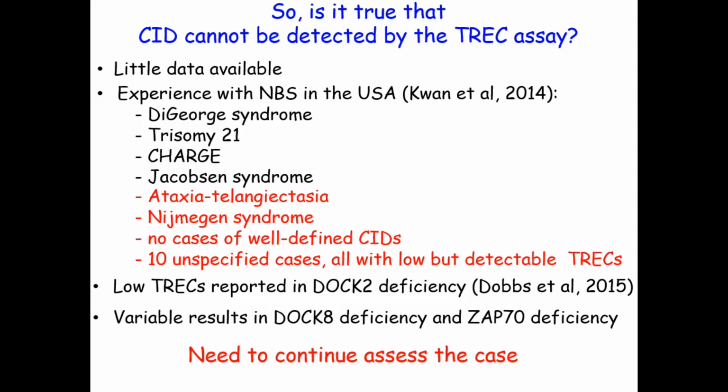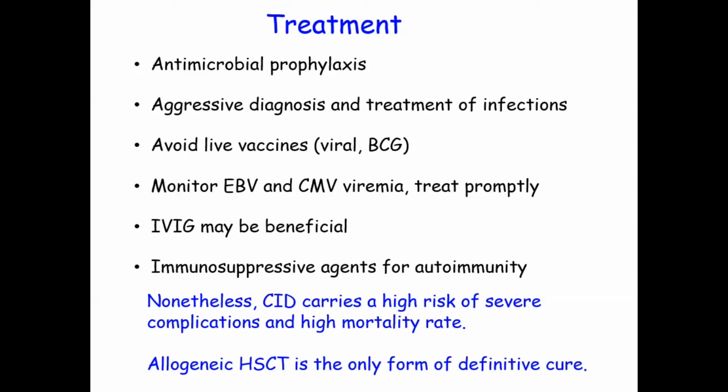It's clearly not as easy as with SCID, and most likely we will not be able to detect the majority of the cases with combined immunodeficiency. Whether we can detect some remains an open question. Now, how do we treat these patients? Well, of course, they are prone to infections, and so you need to intervene by proposing antimicrobial prophylaxis, by diagnosing and treating in an aggressive manner any ongoing infection, very importantly, by avoiding live vaccines of various kinds.